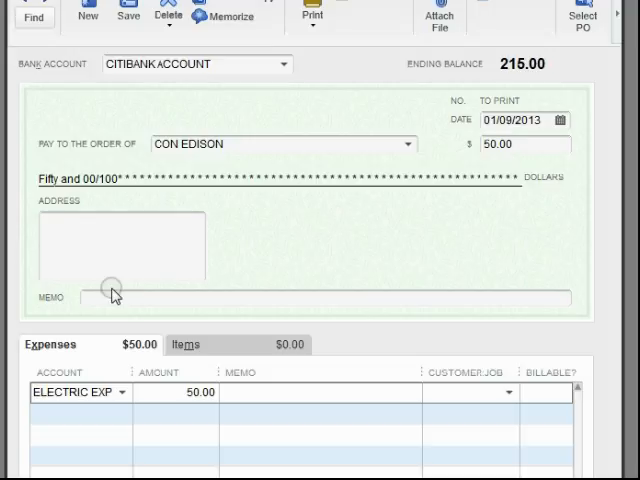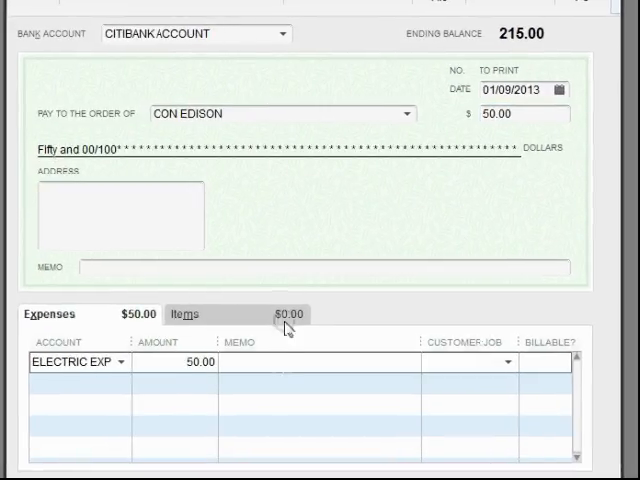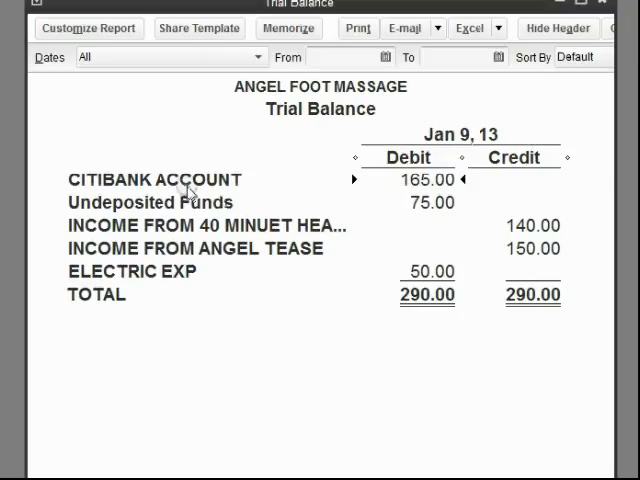Okay, very good. Now, we now have $50 decreasing the bank account, and electric expense will show up for the first time as $50. When we click Save and Close, you'll now notice the Citibank bank account has decreased by $50, and electric expense has shown up in the trial balance for the first time as $50.